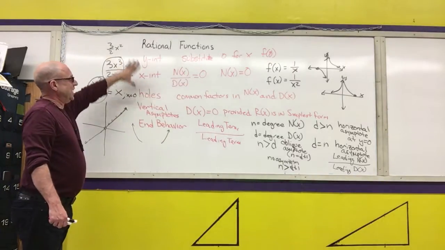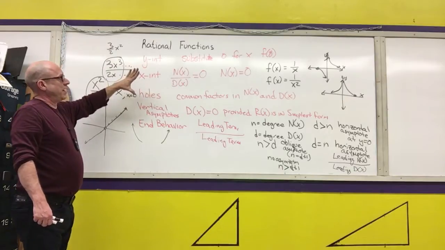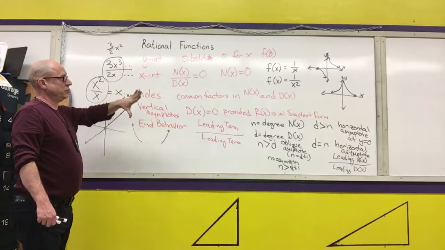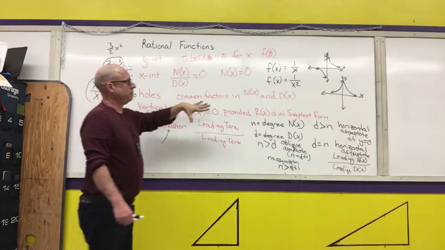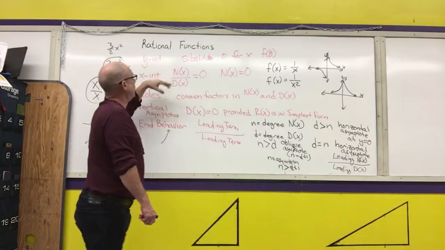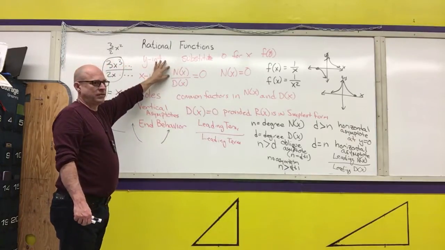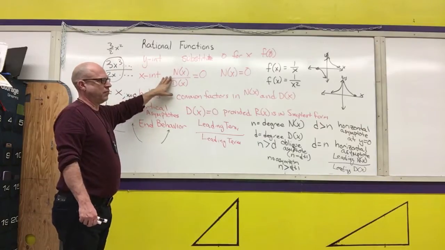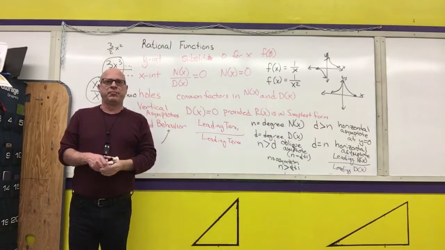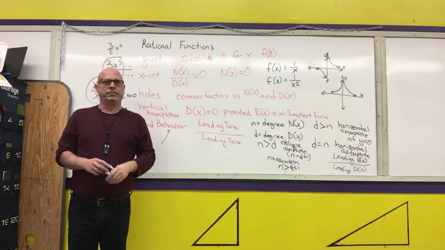So these are the key pieces of information that we want to know for rational functions. In order to work with rational functions, our goal is to write the numerator in factored form and write the denominator in factored form, and that gives us all the information that we need to conduct a rough sketch of the graph of the function.